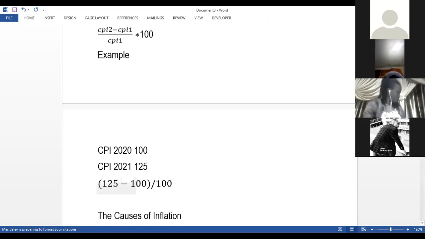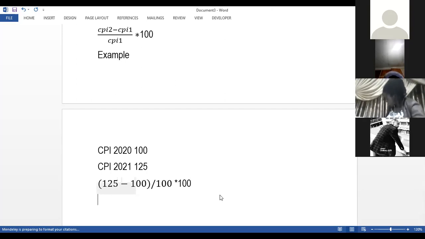Times 100. So we're trying to get a percentage. Remember, inflation is calculated as a percentage. It is not calculated as a decimal, because we use percentages when it comes to expressing inflation. All right, so in this case, if you say 125 minus 100 over 100 times 100, I think you get 25%. So that means that the inflation rate in 2021 was 25%.